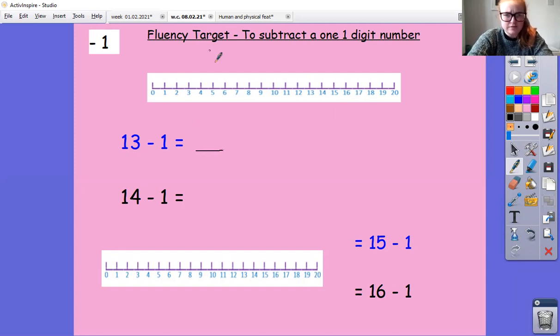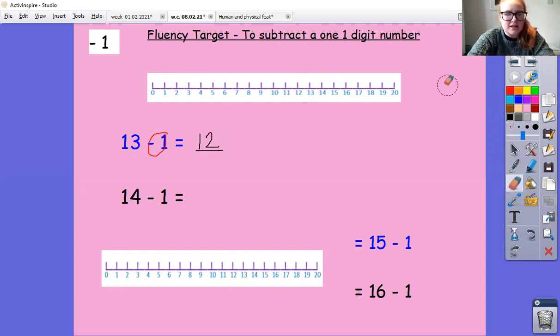So I'm going to use my number line to help me. I'm going to start on 13, 13, take away 1. Well, I've done subtraction on a number line before, and I know that I can draw an arrow like this. 1 arrow, because I'm taking away 1. So I only need to draw 1 arrow, and I can see that the remaining part is 12. So 13 take away 1 equals 12, and I can use my number line to help me complete this.